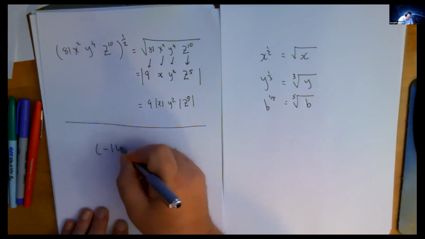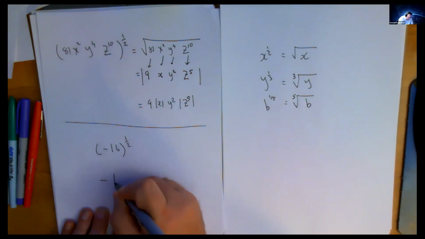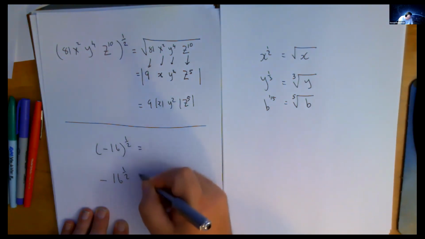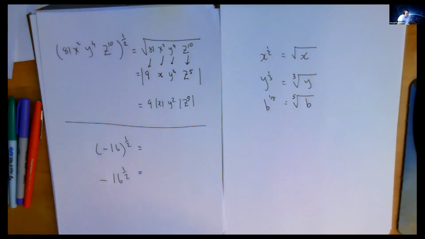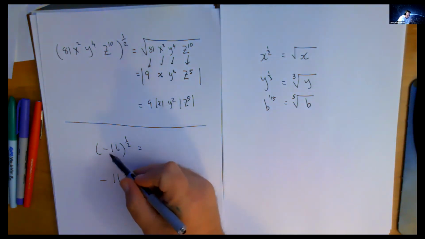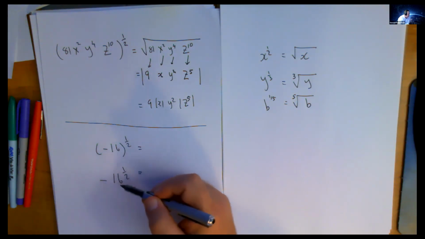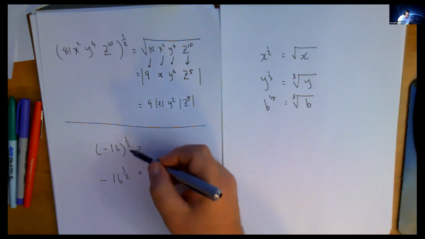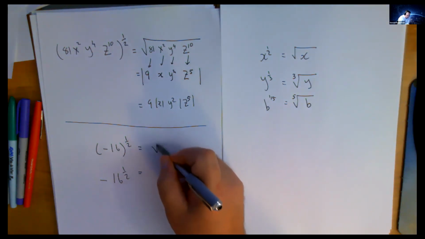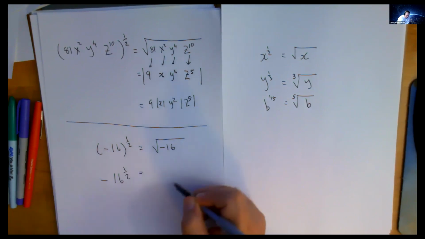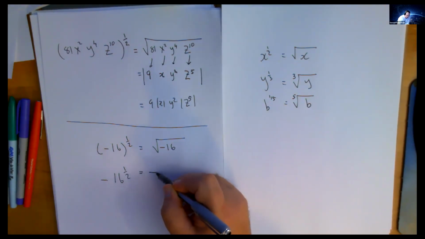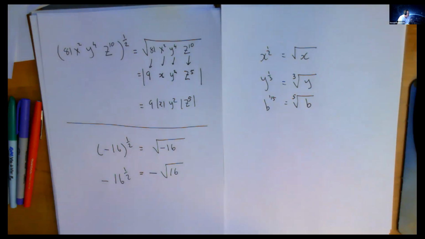In mathematics, brackets are not cosmetic. They are there for a very good reason. Here are 2 calculations that may superficially look like the same calculation and so should have the same answer, but they are not the same calculation. This one has, in brackets, -16 raised to the power of half. This one has -16 raised to the power of half. When I change these into square roots, this one becomes the square root of -16, but this one becomes negative the square root of 16. Do you see the difference?